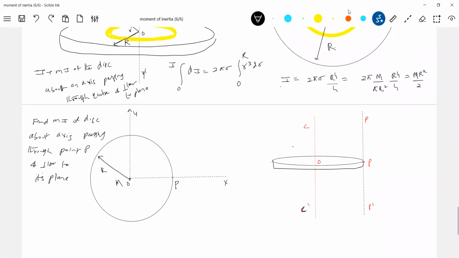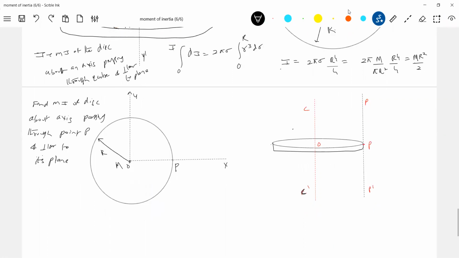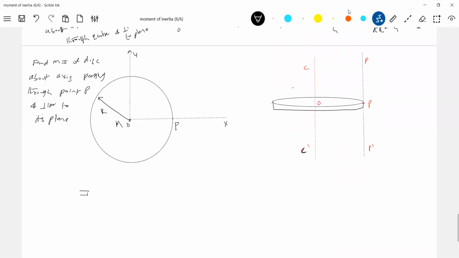So what is the parallel axis theorem? It says that IPP dash should be equal to ICC dash plus M into the perpendicular distance between them, OP. I'll write it, later on I'll substitute R. So this should be equal to M R square. Just now we derived it. M into this is R square. So how much is it? 3 M R square by 2. I think the mathematics we avoided, no?